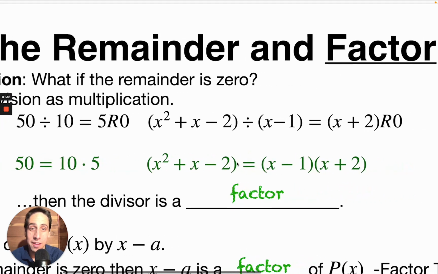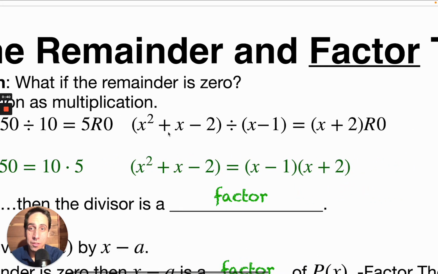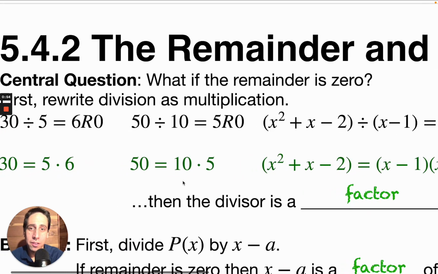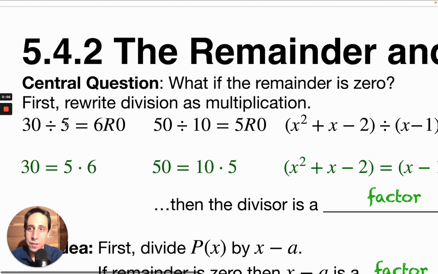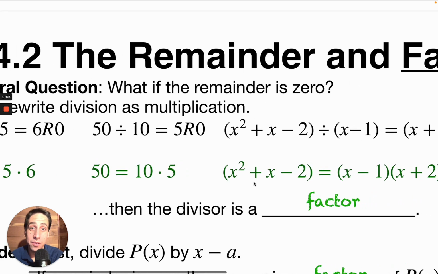But if you're looking at polynomials, what that would mean is x squared plus x minus 2 divided by x minus 1 is equal to x plus 2, remainder 0. You can also rewrite that and say that x squared plus x minus 2 is equal to x minus 1 times x plus 2. Well, if the remainder is 0, then the divisor is a factor. This divisor of 5 is actually a factor of 30. The divisor 10 is actually a factor of 50. And the divisor x minus 1 is a factor of x squared plus x minus 2. If the remainder is 0, the divisor is a factor.